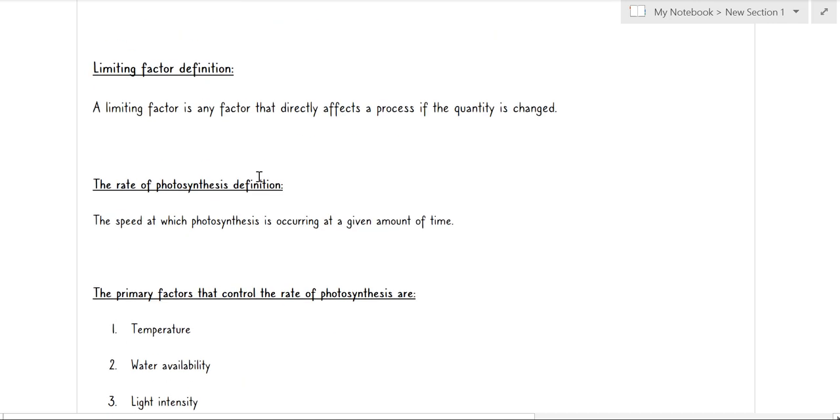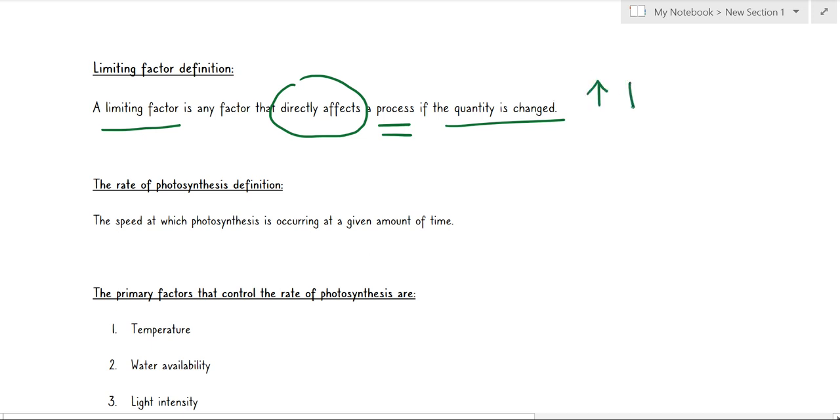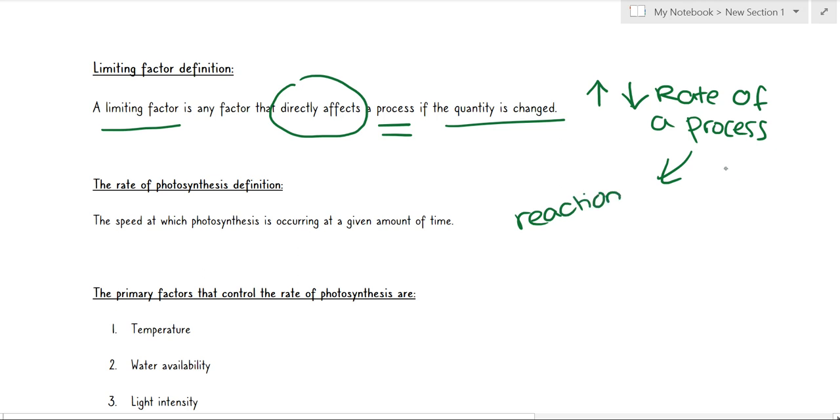Okay, let's read up some more to understand this. So what is a limiting factor actually? A limiting factor is any factor that directly affects a process if the quantity is changed. So this means that that factor, the limiting factor, can either increase or decrease the rate of a process. This process can be a reaction. It can also be a process like photosynthesis.